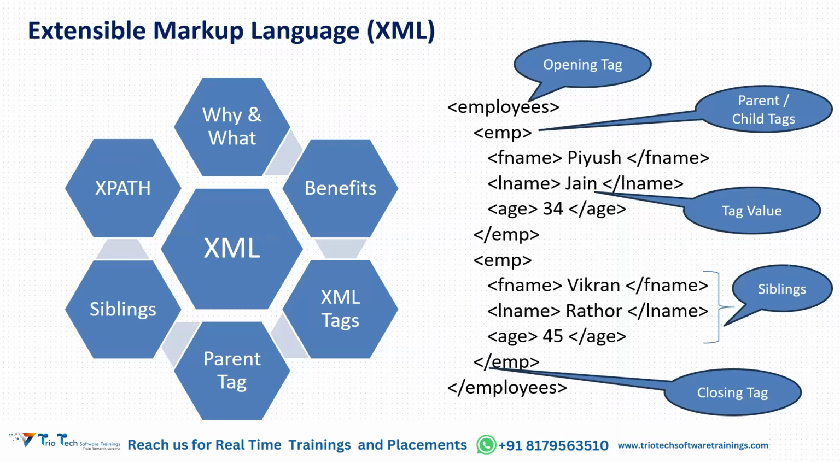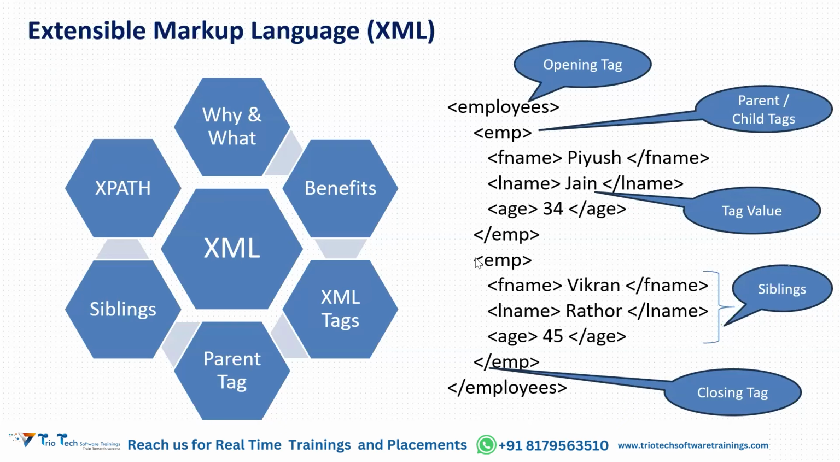So guys, this employee has three tags: first name, last name, and age. All these are at the same level. You see, all of them have been tagged at the same level. That is the reason these are siblings. I can say this particular tag, EMP, is the parent tag, and these are the child tags. These are the tags, and in between the tags is called the value. These are the tag values. Jan is the last name. This is the opening tag, and this is the closing tag.